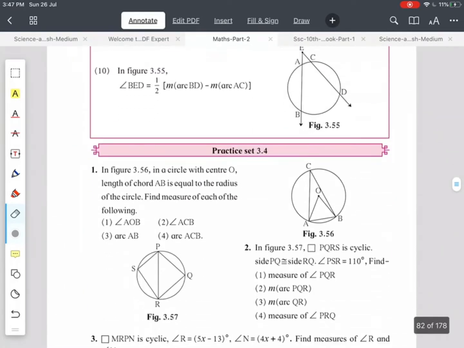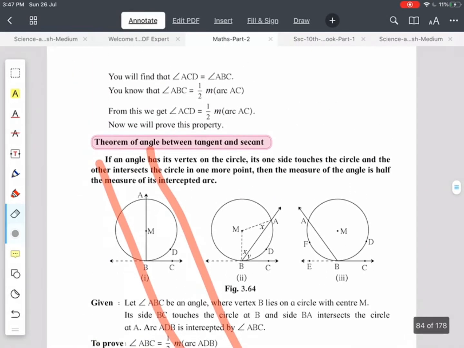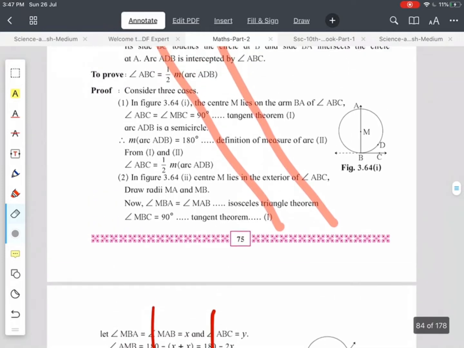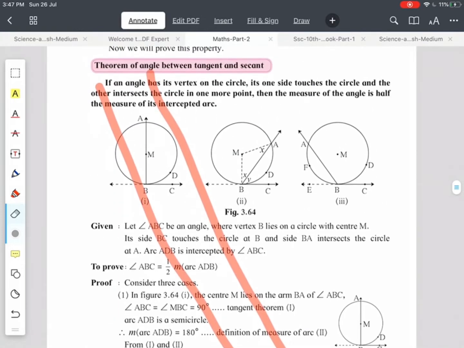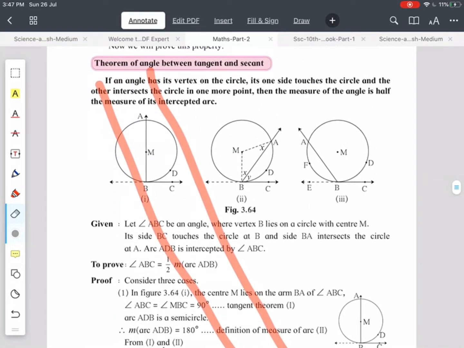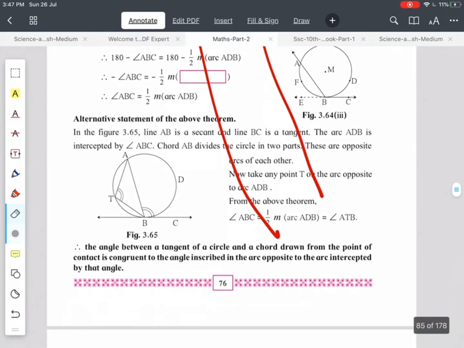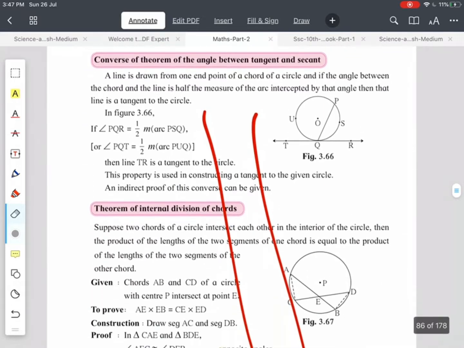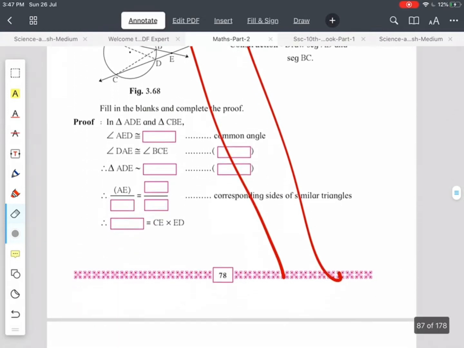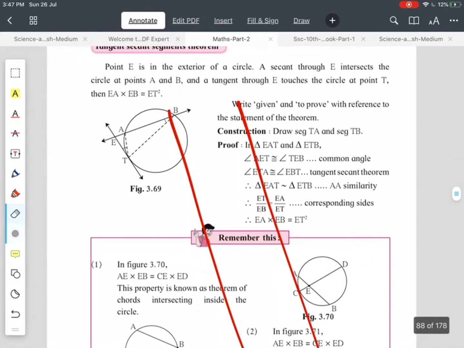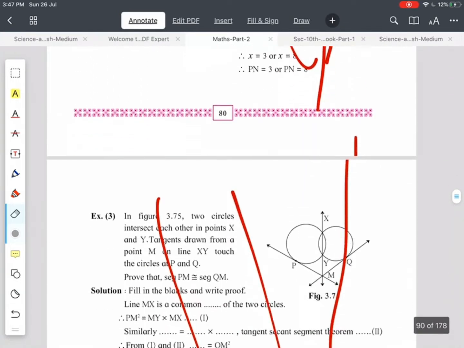We will go to the next pages. Here there is a change. Theorem of angle between tangent and secant, page number 75, is not there. Pages 76 and 77 are omitted. 78 omitted, 79 omitted, 80 also omitted.